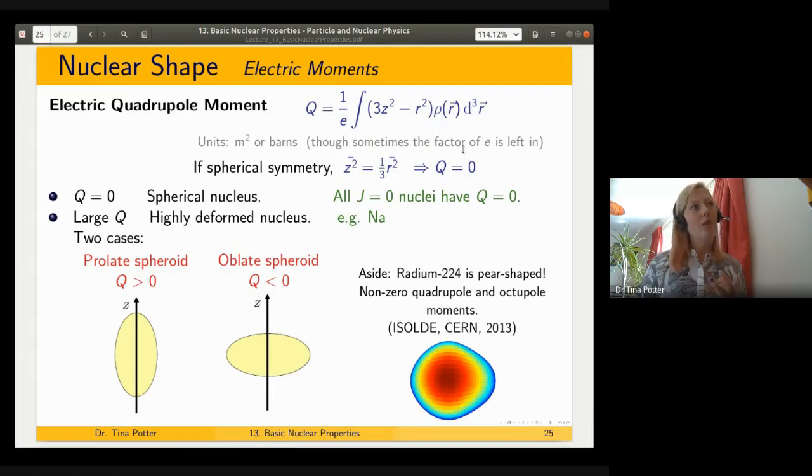Now, we find that all of our spin 0 nuclei have Q equals 0. All of our even nuclei have 0 quadrupole moments. They are spheres. But we have quite a few cases where we have quite deformed nuclei. For example, and try and remember this, sodium is famously very, very deformed. It depends on which way you define your z-axis, but it is very, very egg-shaped, and it has quite a high quadrupole moment.